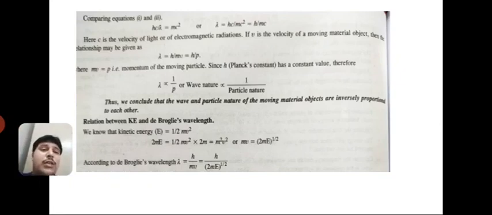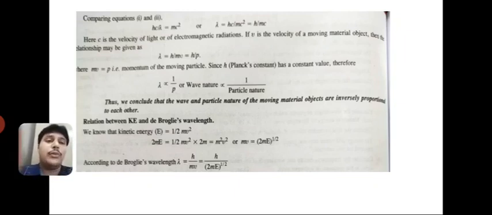So, calculating this, kinetic energy is equal to half mv square, then 2mE is equal to half mv square into 2m. We just multiply by 2m on both sides, and we get m square v square equal to 2mE, or mv equal to (2mE) to the power 1 by 2. That means it is the square root of 2mE, and then we can put the value of mv in the de Broglie wavelength formula, lambda equal to h upon mv, and we get h upon (2mE) to the power 1 by 2.